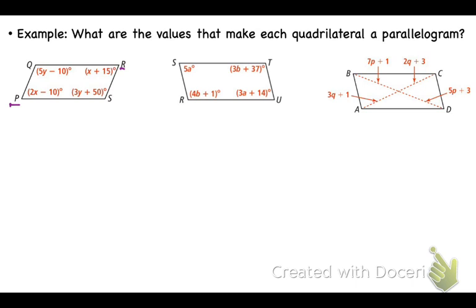Yes. Okay, so I have 2x minus 10 equals x plus 5. Now, before we solve it, what should Q and S be to each other? Congruent, so equal. So 5y minus 10 should equal 3y plus 50. Have we done all this before? Yeah. Alright, that's easy, light work.